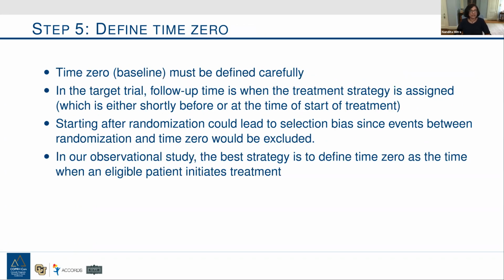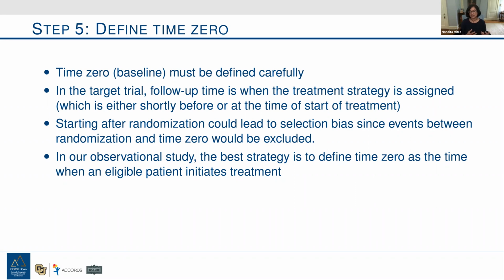This is a tricky one, defining time zero or baseline. You have to think very carefully about how you do that. So in a target trial, your baseline time is when the treatment strategy is assigned, when you have that randomization, which is usually shortly before or at the time of the initiation of treatment. But in an observational study, there was no randomization. So usually the best strategy is to define time zero as the time when an eligible patient initiates treatment.